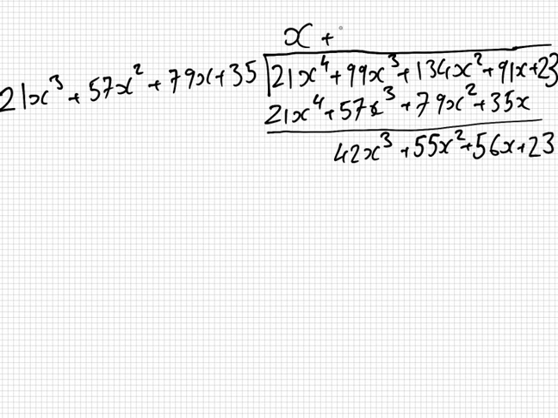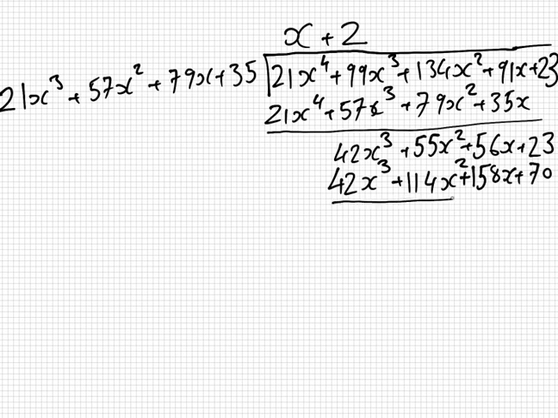Okay, so then here I must put 2. 42x cubed plus 114x squared plus 158x plus 70. And I subtract. They're gone. So that's 59x squared minus 102x minus 47. Okay. So this one already looks a bit more difficult because the remainder isn't just a number, but that doesn't make it too much more difficult. It's a quadratic here.